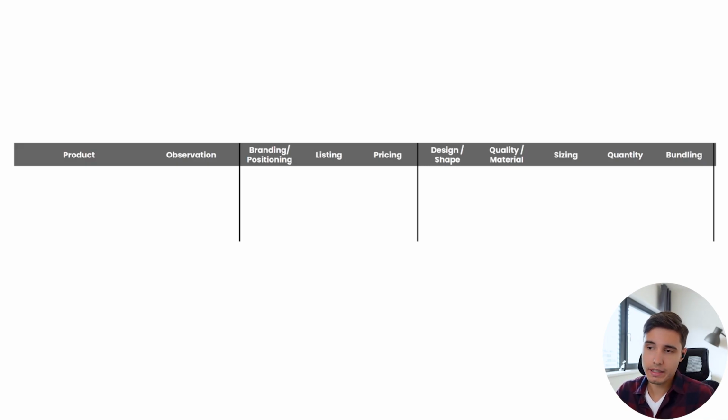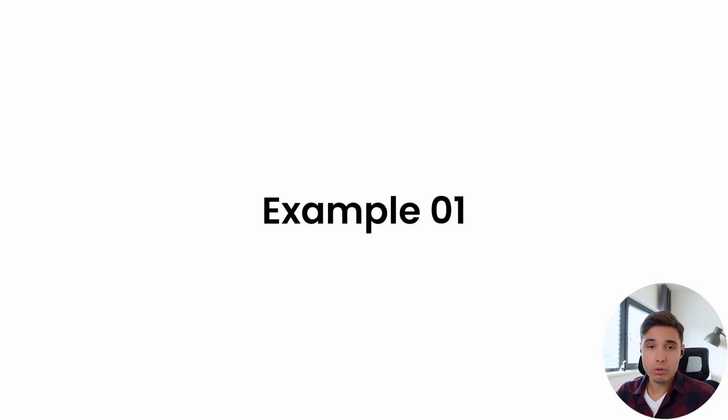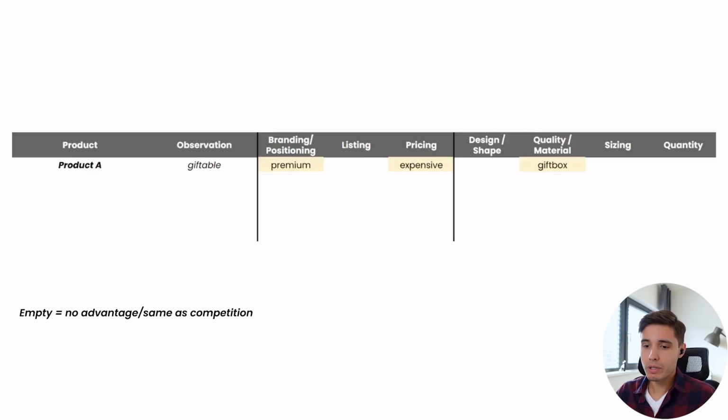And that is constructing our hypothesis. We can look at the branding, positioning, how we structure the listing, what is our pricing strategy, all the way to the features of the product, the design, shape, quality, sizing, quantity, bundling, and so on. All of these variables. As I said, this will be specific to your niche, so you know better what the variables in that particular niche are. So as an example, we can have a hypothesis like this.